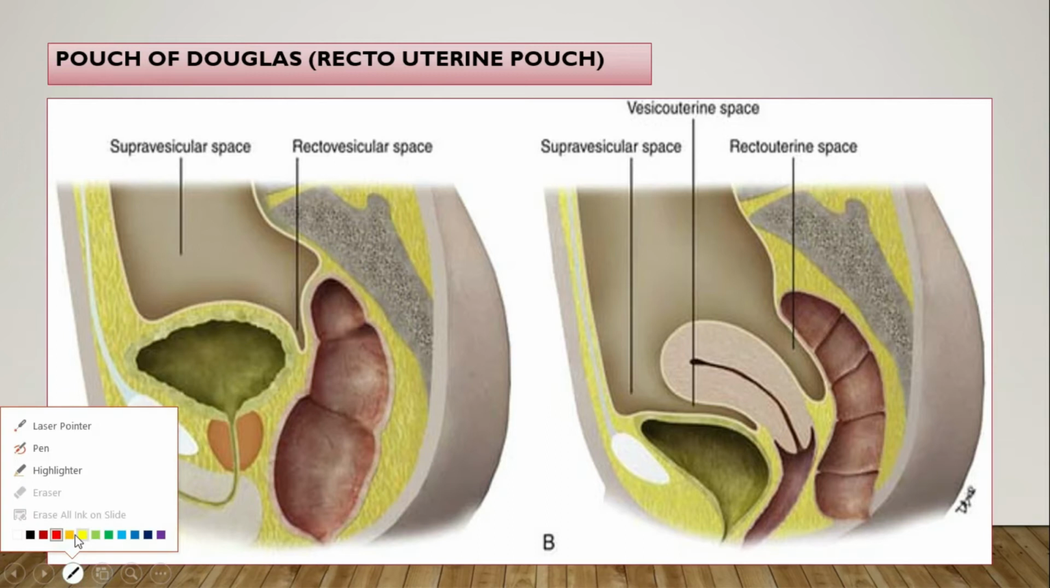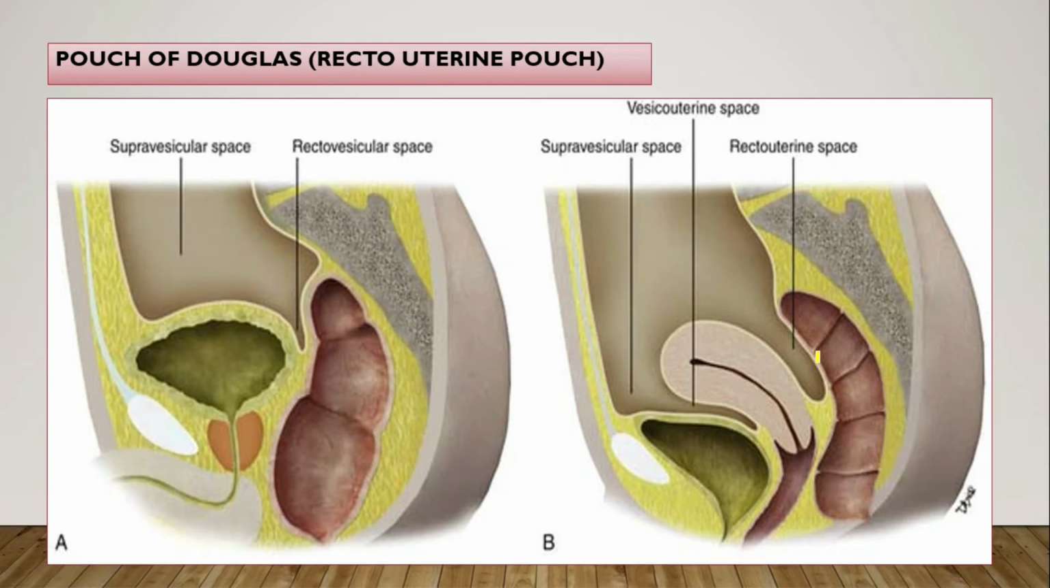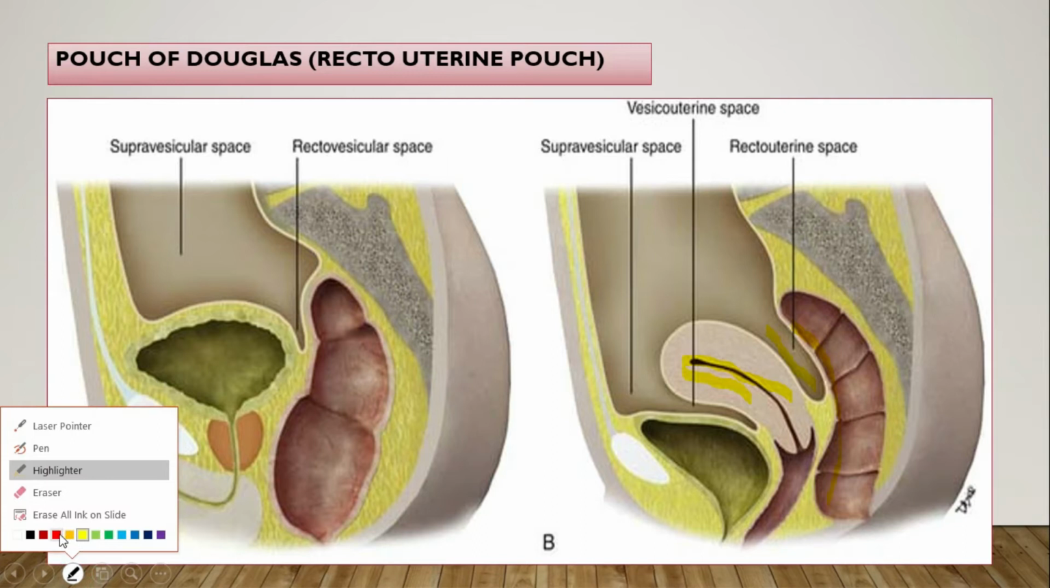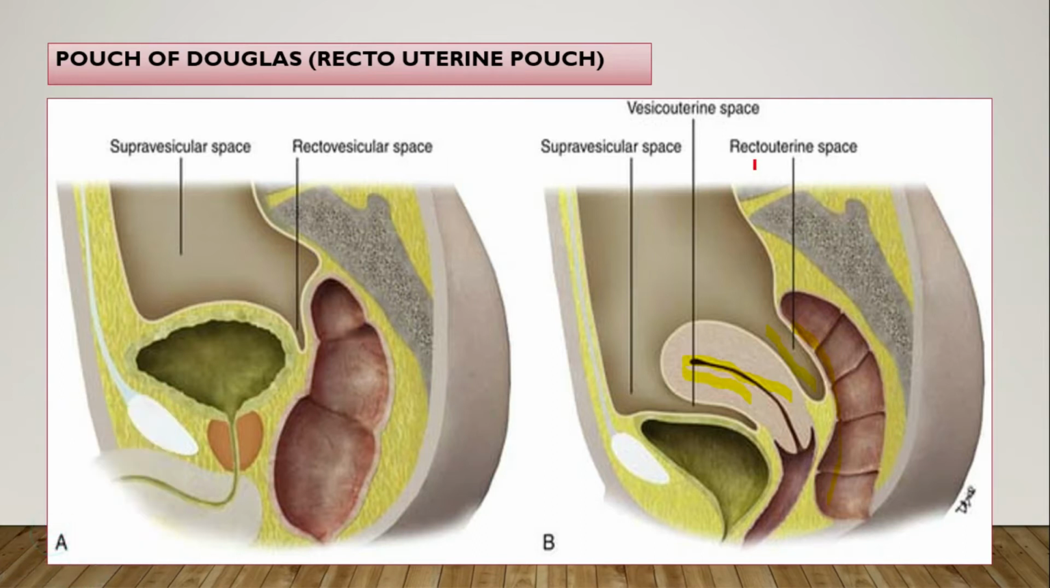Now I will highlight it. Here we have the rectum, and this is the uterus. The space between the rectum and the uterus is called the rectouterine space. What is this space called? This space is called the rectouterine space, the space which is present between the rectum and the uterus.